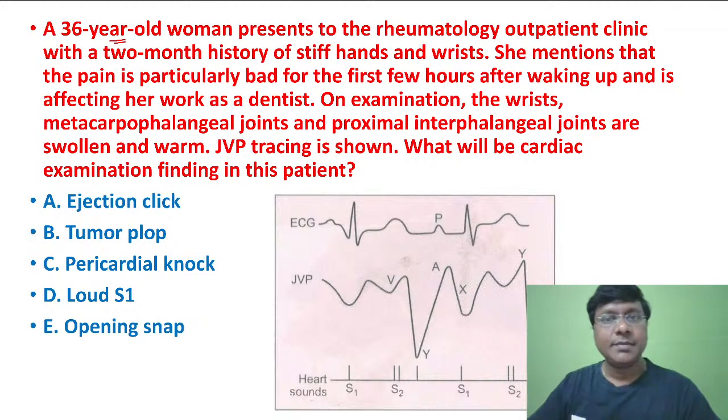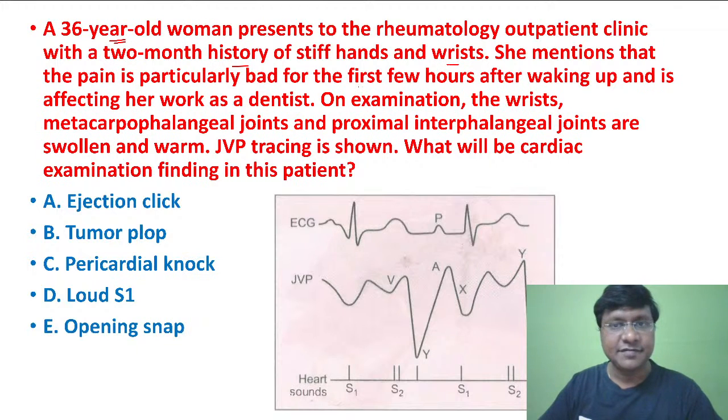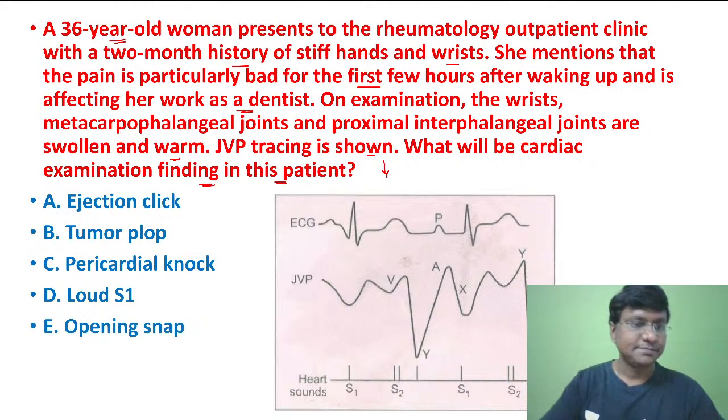A 36-year-old woman presents to the rheumatology outpatient clinic with a 2-month history of stiff hands and wrists. She mentions that the pain is particularly bad for the first few hours after waking up and is affecting her work as a dentist. On examination, the wrist, metacarpophalangeal joints and proximal interphalangeal joints are swollen and warm. JVP tracing is shown. What will be the cardiac examination finding in this patient?